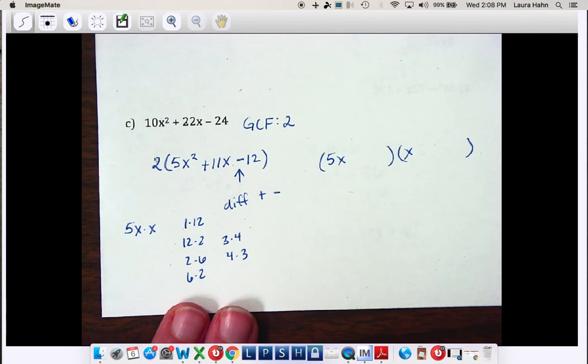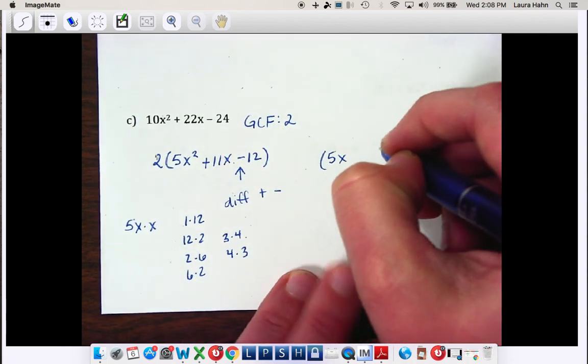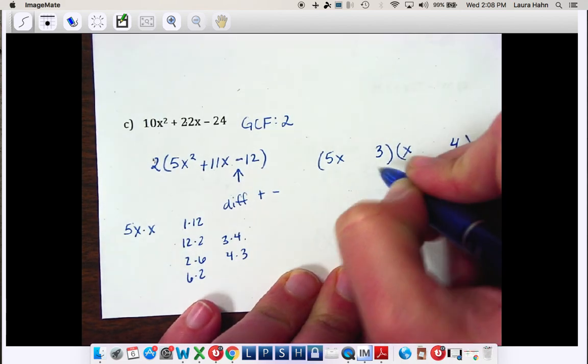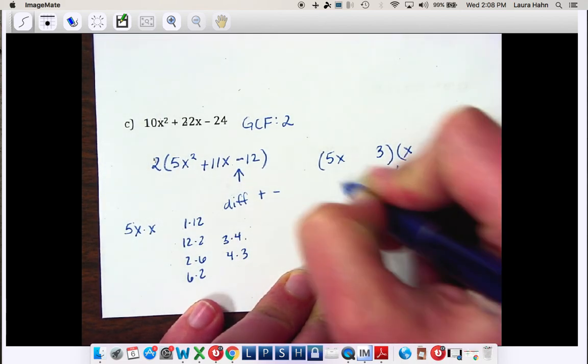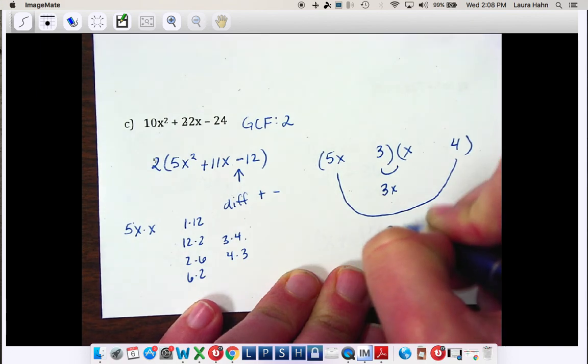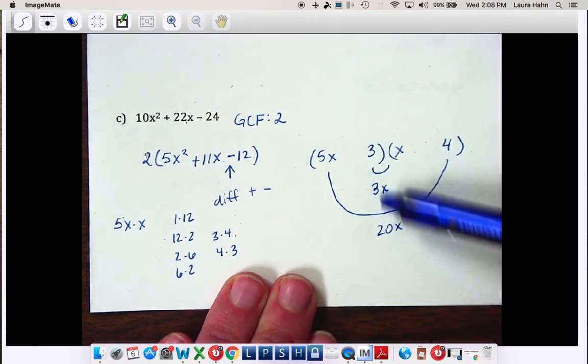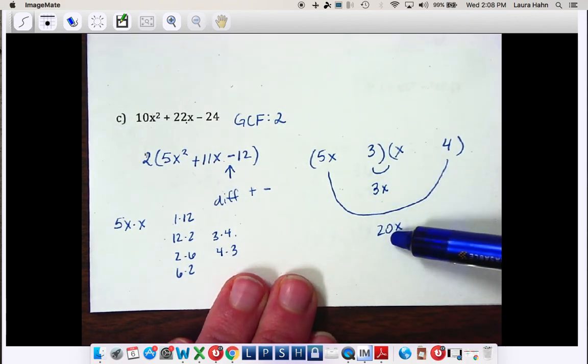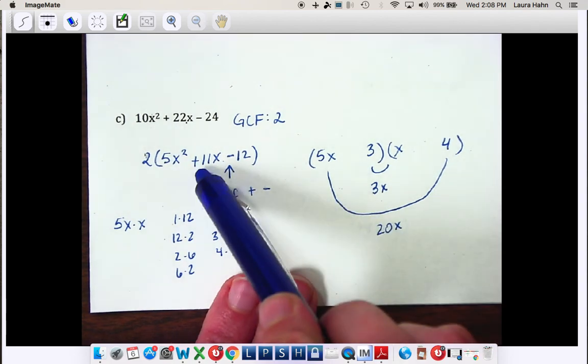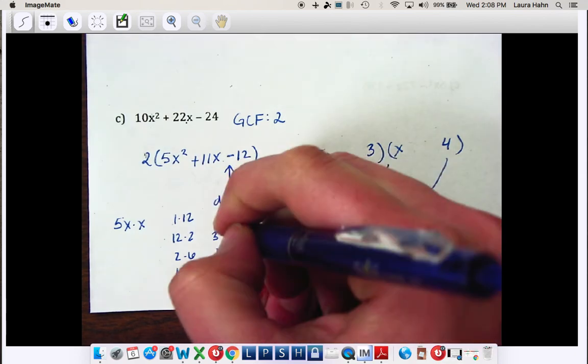Alrighty, let's try 3 and 4. Got a good feeling. So when I do that, that gives me 3x. That gives me a 20x. So I know together a 3 and a 20 can either give me a 23 or a 17. Not what I want, right? So scratch that out. Let's try the next one.